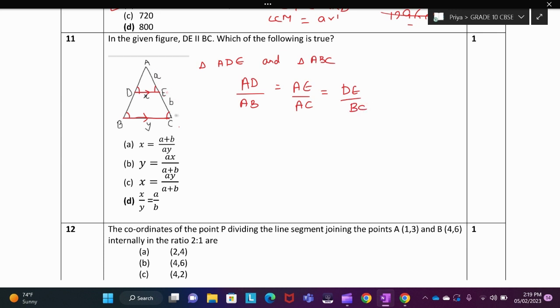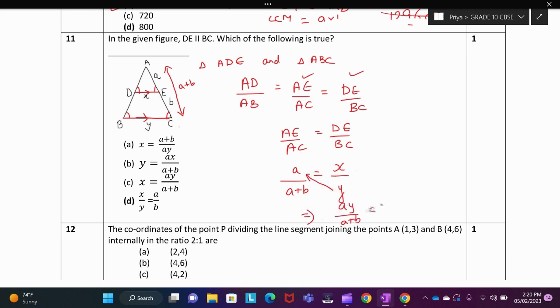So the values of AC, EC, DE, and BC are given. So I'm taking these two. AE by AC is equal to DE by BC. So what is AE? Which is A. AC is a sum of this length. AC will be AE plus EC, that is A plus B. DE will be X and BC will be Y. So transposing Y to the other side, I will get ay by a plus b is equal to x, which is option C.